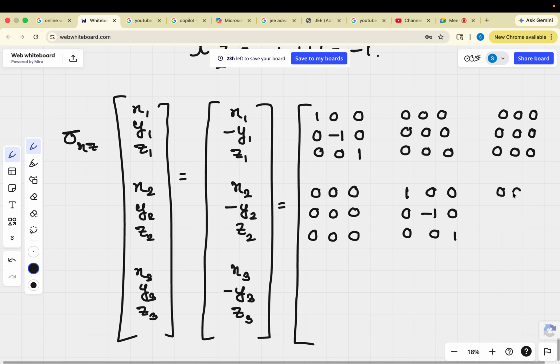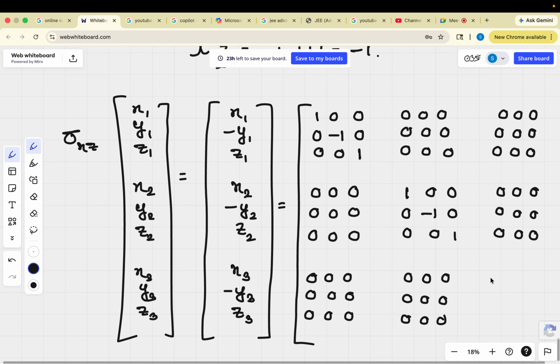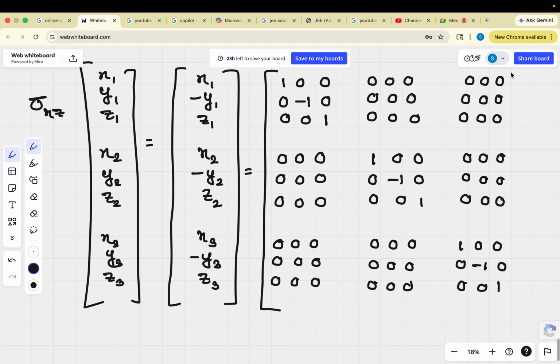Now here also, for the x3 portion you are getting only 0. Now x3, so here for x1 you will get 0, and for x2 also you are getting 0. Now for x3 you will get what? 1 0 0, minus y3, so 0 minus 1 0, and z3, so that means 0 0 1. So this is the whole matrix we have.